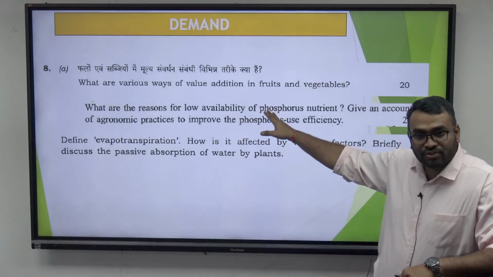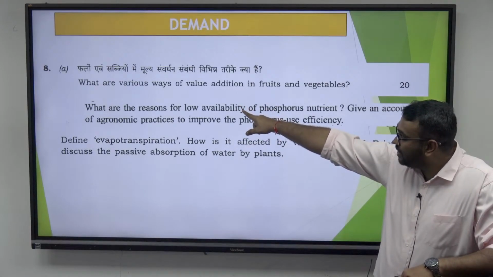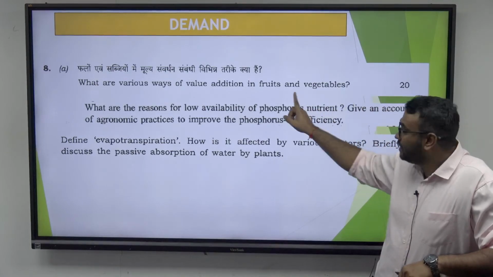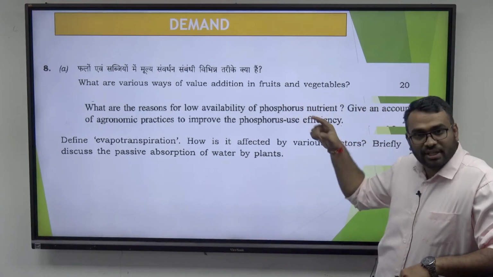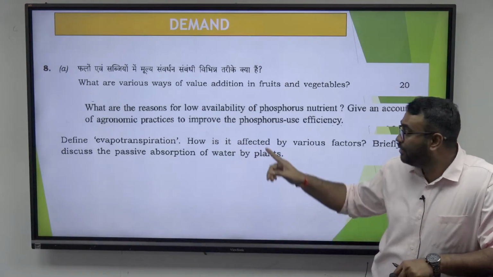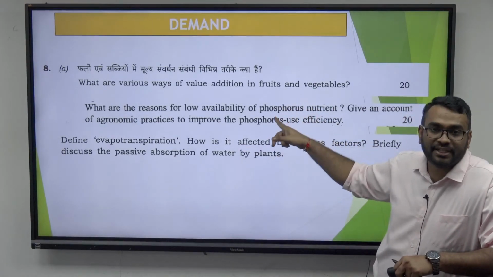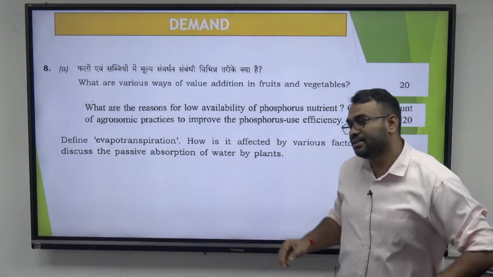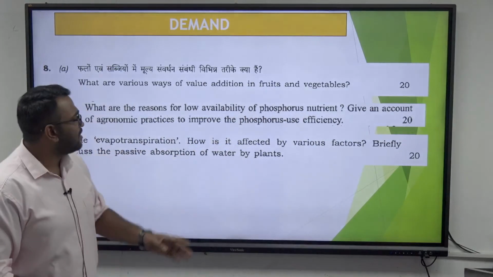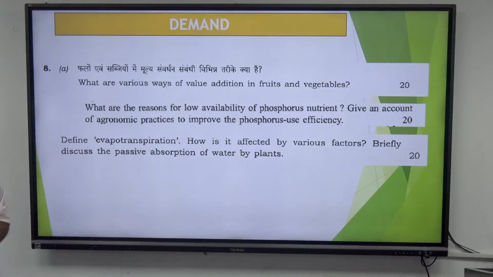So if we have understood this, the main focus here is value addition, it is for 20 marks, and they have asked about fruits and vegetables. The mistake students make is that they explain in general but miss out on fruits and vegetables as separate things. Because this is a 20-marker question, it is much better to classify. What are the methods we have for fruits and what are the methods for vegetables?